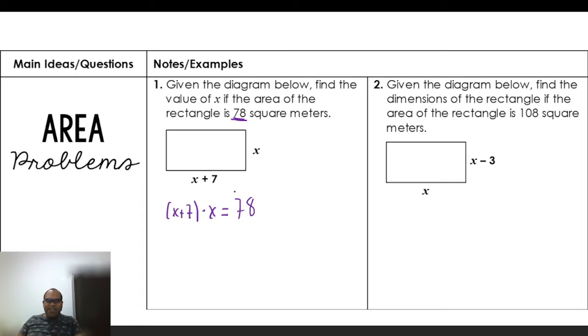Yes, very easy, guys. And what are you supposed to do here? Attention, right now, distribute, and let's see what I have. x squared plus 7x. Right now I move 78 by opposites, negative 78, equals 0. Which method can you use? Guys, I like to use sum and product, as I told you. Is it possible? Yes. I don't have a number in front of x squared.